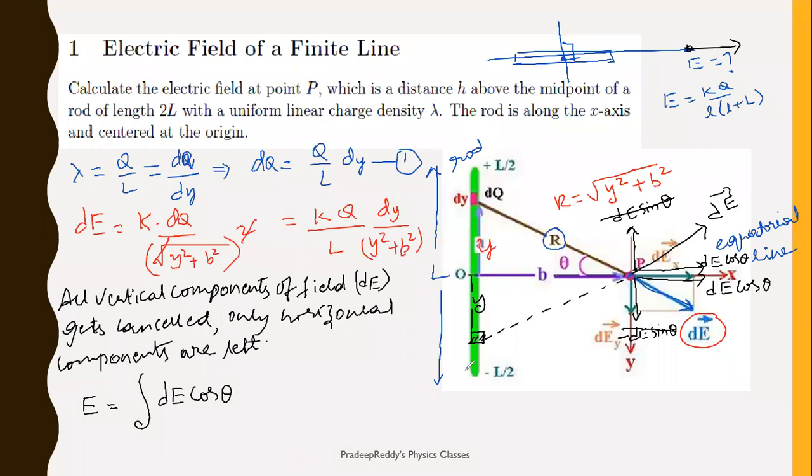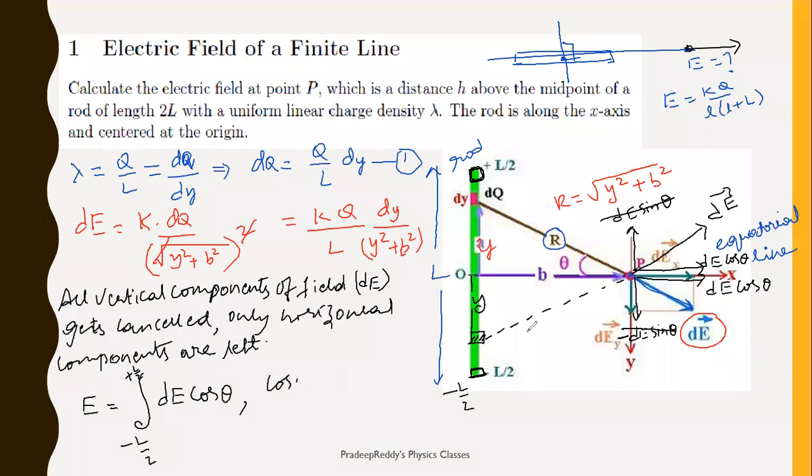If you take a very small element here, what will be y? y will be minus L by 2. If you take the element here at the upper end, what will be y? y will be equal to plus L by 2. So the bottom limit is minus L by 2, the upper limit is plus L by 2. Just substitute that over here. It will be minus L by 2 to plus L by 2, right? And what can you write for cos theta?